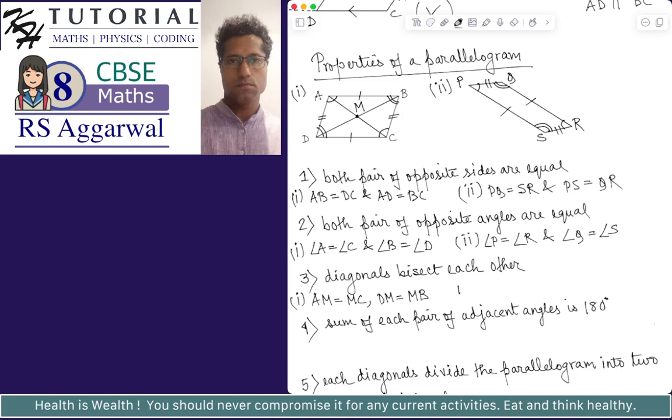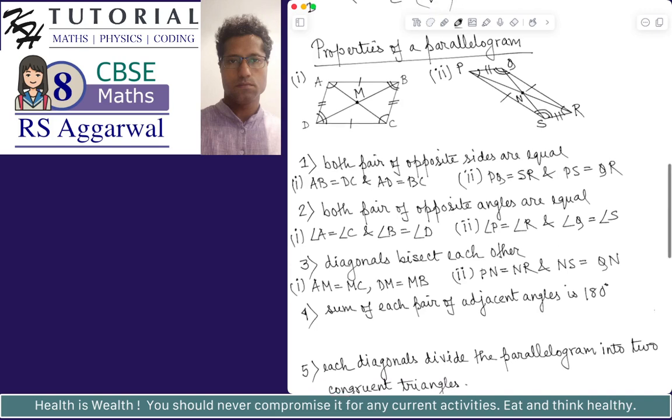Similarly, for figure 2, let's draw the diagonals. One diagonal will join the pair of opposite vertices Q and S. The other diagonal will join the other pair of opposite vertices, P and R. Let's say they meet at the point N. They intersect at the point N. So N must be the midpoint of the diagonal PR as well as QS. So we must have PN equal to NR and NS must be equal to QN.